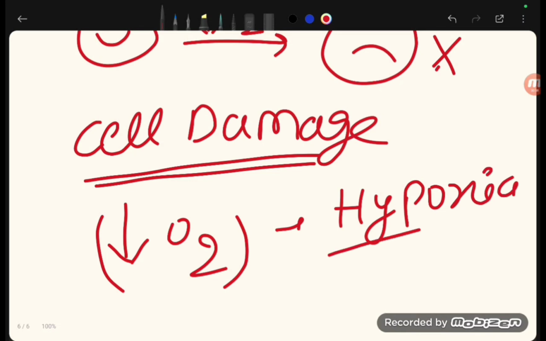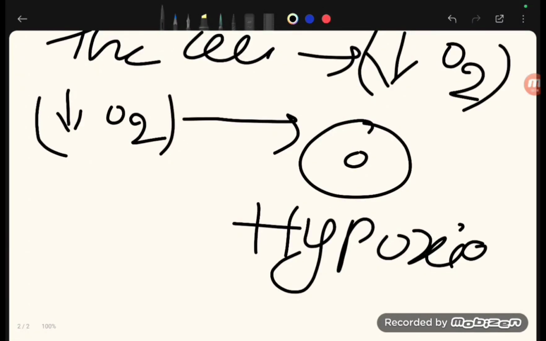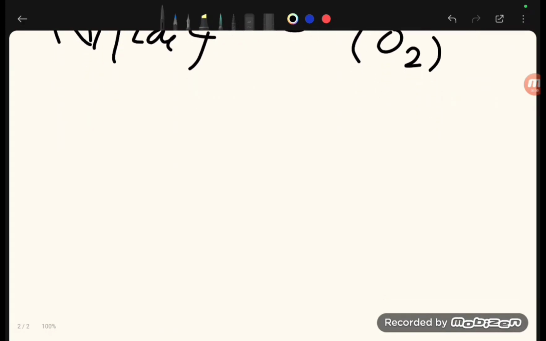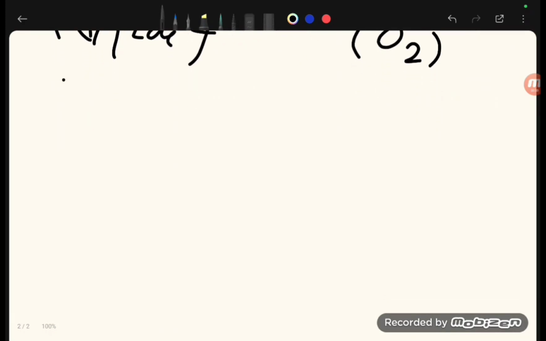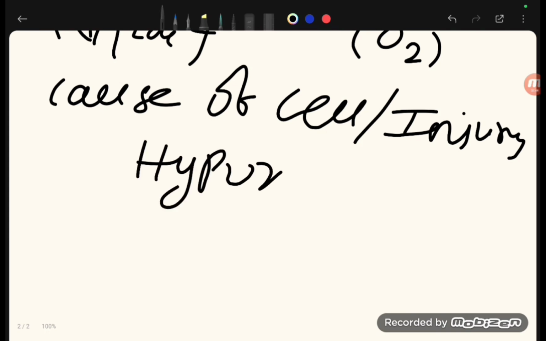Hypoxia means the cell gets injured. Hypo means decrease or lack. Oxy means oxygen. So the main cause of cell death or injury is hypoxia. So it's clear what hypoxia is.